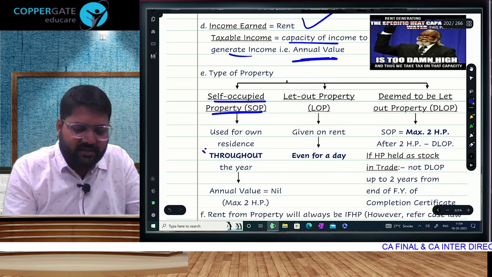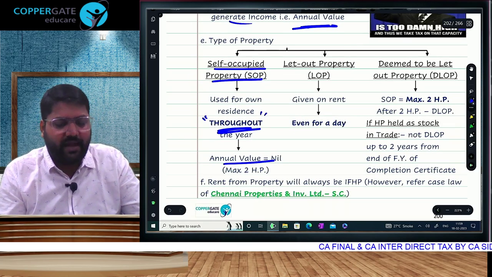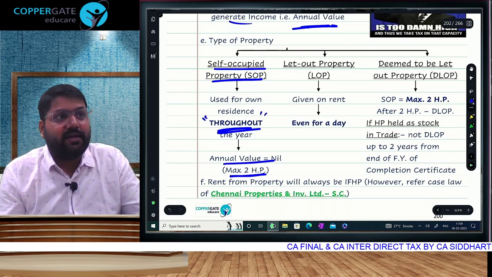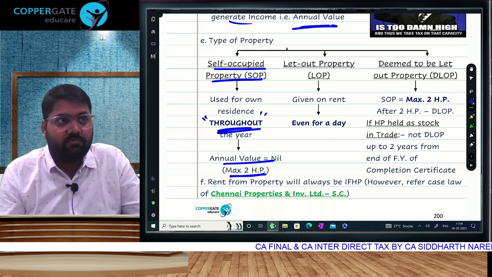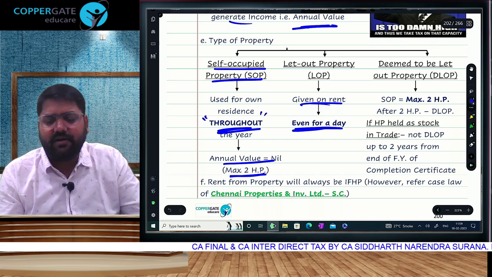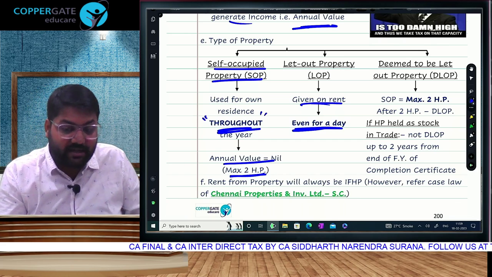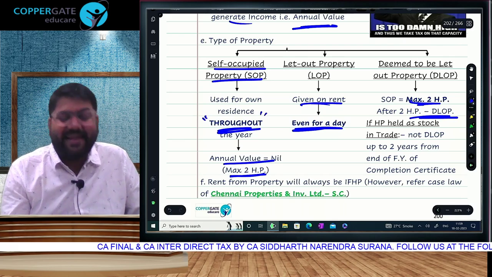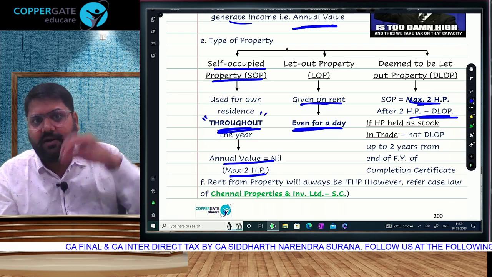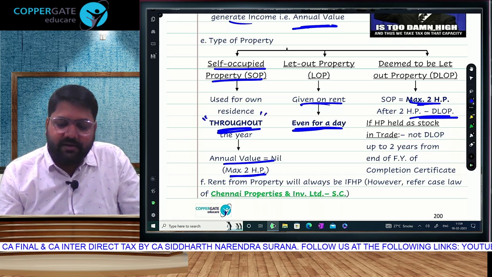Self-occupied property, own residence throughout the year, its capacity will be taken as zero. We don't want to tax it, but in that category we can take a maximum of two properties. We cannot take more than two. If you give it on rent even for one day, then it will be treated as let out property, because for SOP it has to be the full year. But you can take a maximum of two. After two, it has to be deemed to be let out, whether you give it on rent or you don't give it on rent. The market rental income of that property is going to be taxable.